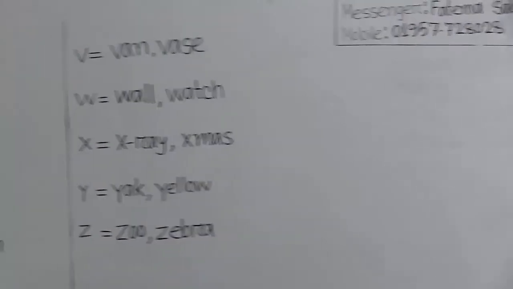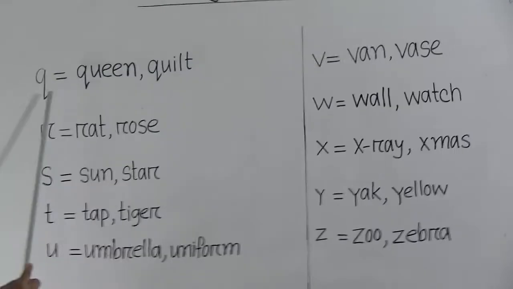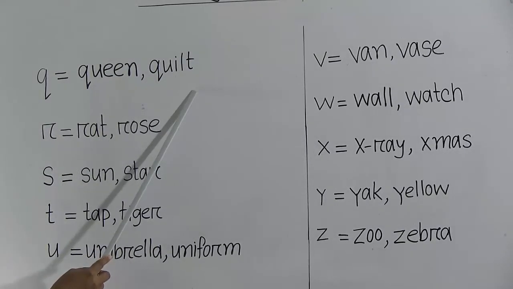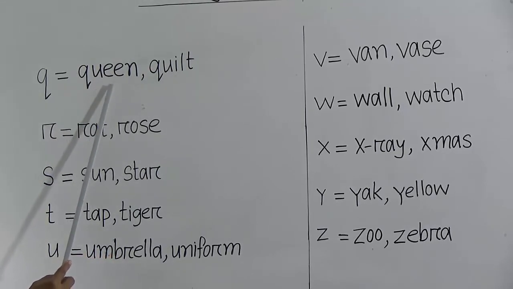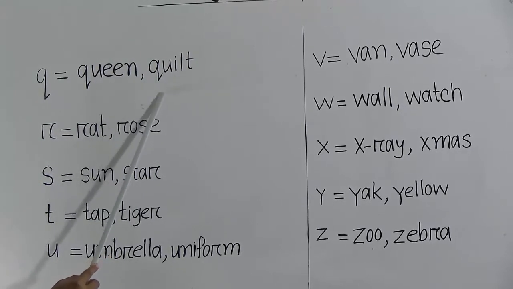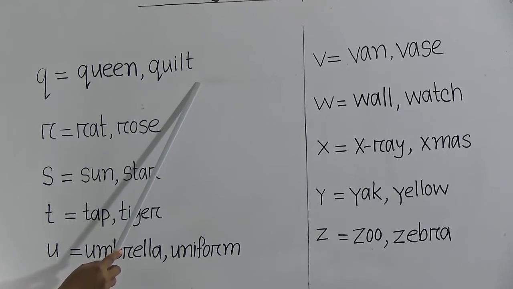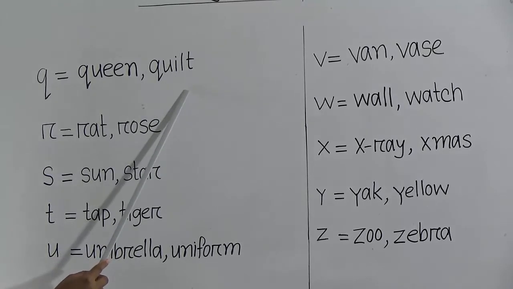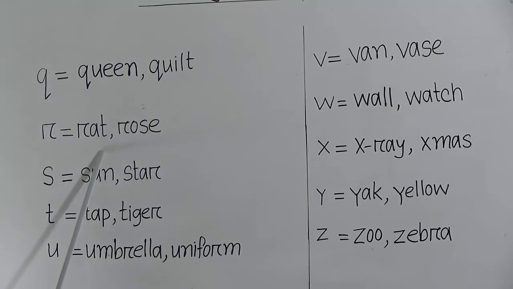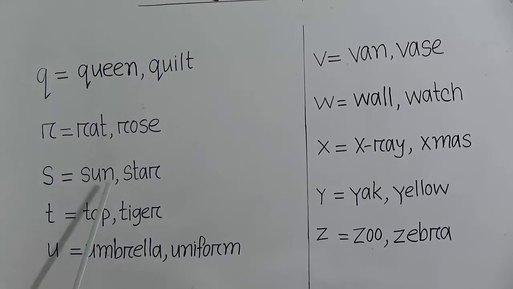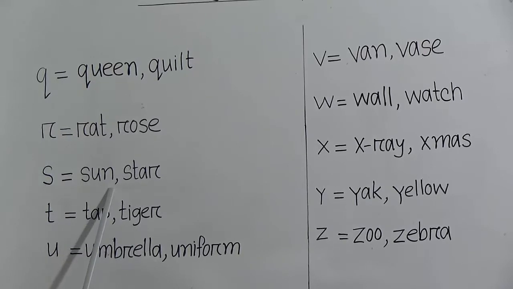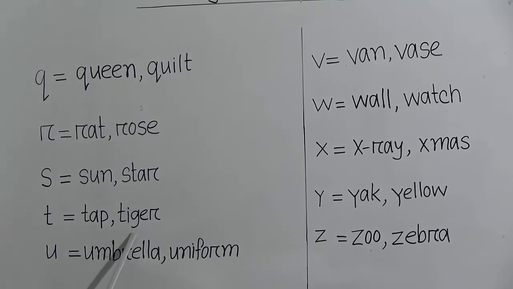Zebra. Now students, say with me. Q for queen. Q for quilt. Spell with me. Q U double E N. Queen. Q U I L T. Quilt. R. R for rat. R for rose. R A T. Rat. R O S E. Rose. S for sun. S for star. S U N. Sun. S T A R. Star. T for tap. T for tiger. T A P. Tap. T I G E R.